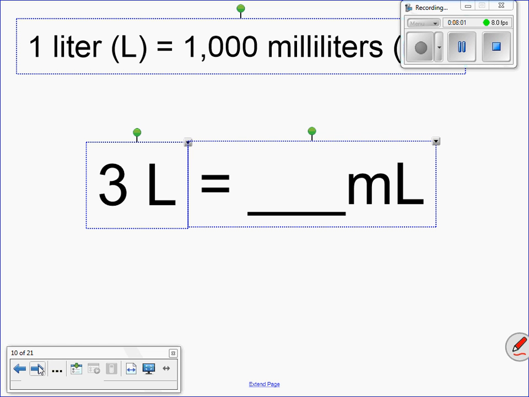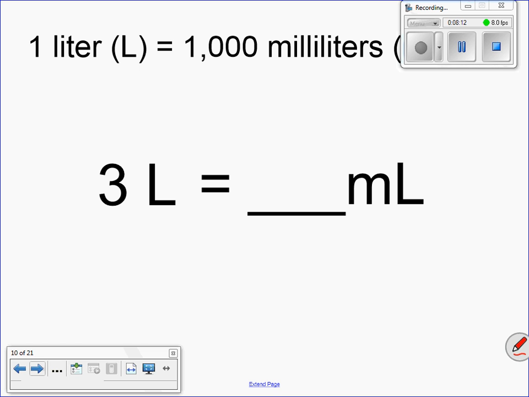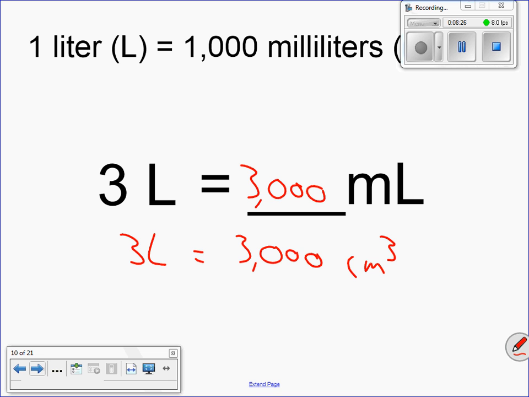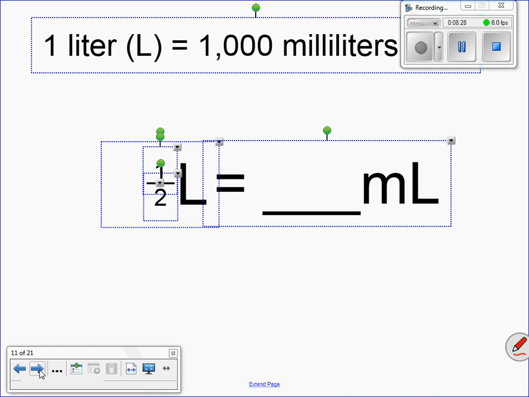What about this now? 1 liter equals 1,000 milliliters. So if 1 liter equals 1,000 milliliters, that would be 3 liters would be 3,000 milliliters. 3,000 milliliters. How many cubic centimeters would that be then? 3 liters would be how many cubic centimeters? Well, guess what? It'd be 3,000. Just like we've been working on. Okay?